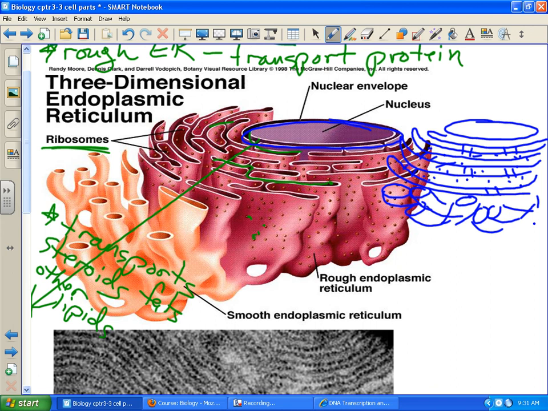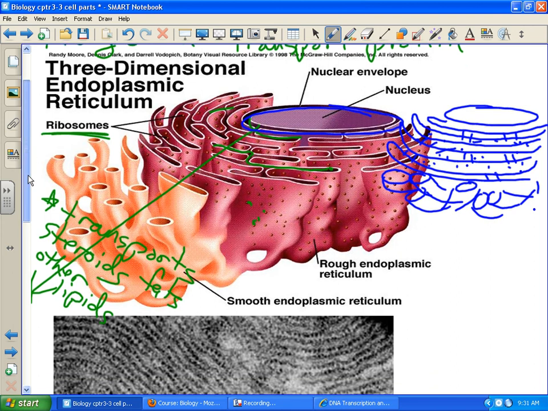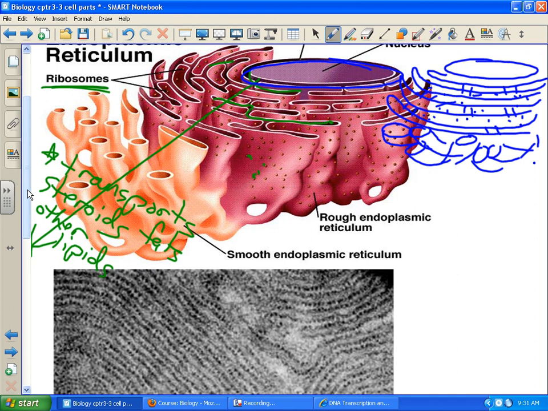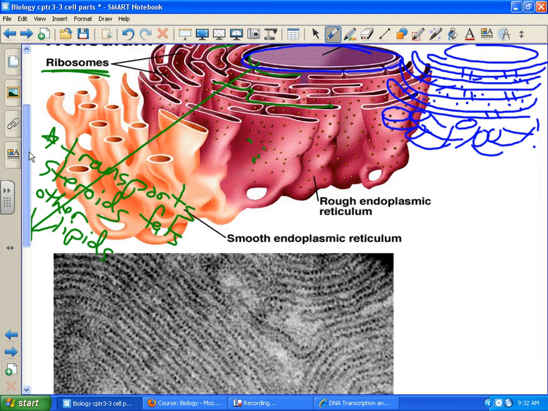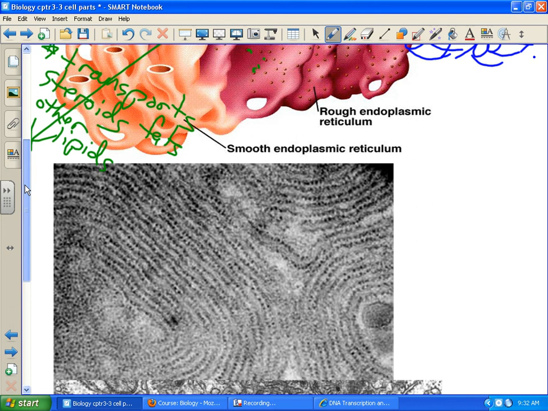Okay. Wait, I'm not done. That's fine. Now, obviously this is an artistic rendering. That's not what it really looks like. Down here below, we've got a TEM, another transmission electron micrograph. Are we done with this picture? Yes. Okay, let me slide it down. Check that one out.